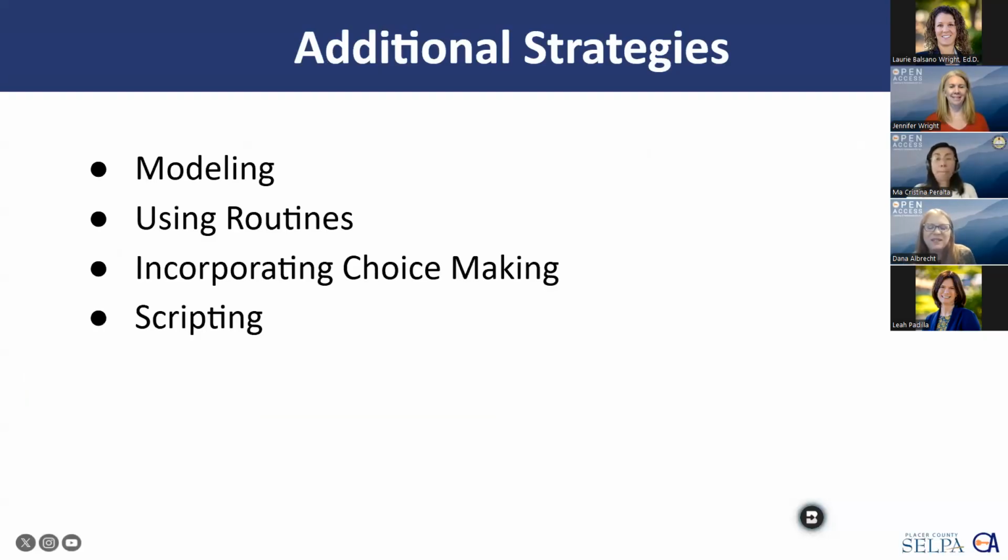I'm going to share some additional strategies that facilitators can use to support AAC users in developing their language proficiency. Those include aided language modeling, the use of routines, incorporating choice making into our daily activities, and scripting. We're going to go into each of those with a little bit more detail.